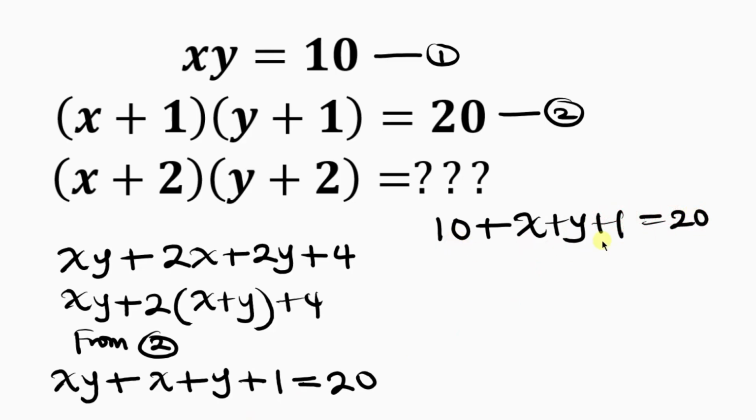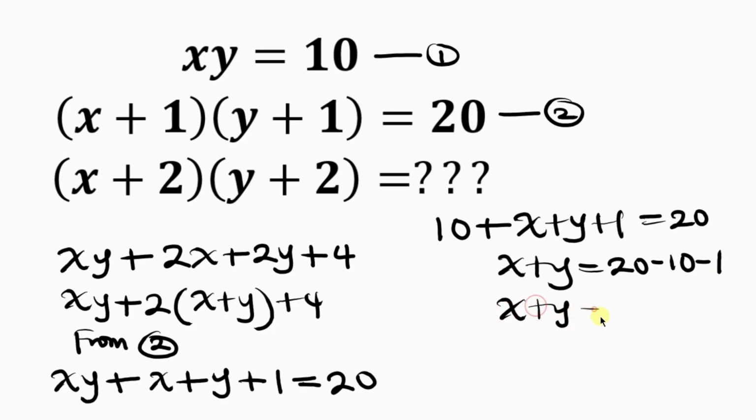Now, when I move 10 and 1 to the right-hand side, we have x plus y equal to 20 minus 10 minus 1, right? So that x plus y becomes 20 minus 10 is 10, minus 1, that is 9. Very good. So we now have x plus y to be 9. Now let's put this here in what we're looking for. So xy is 10, so that's 10 plus 2 times x plus y, that is 2 times 9, and then plus 4.